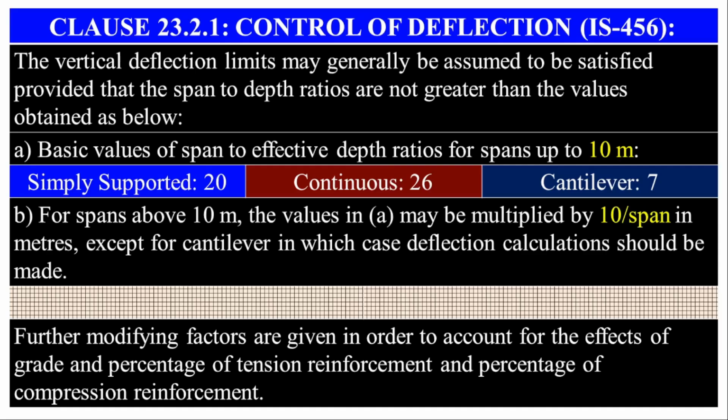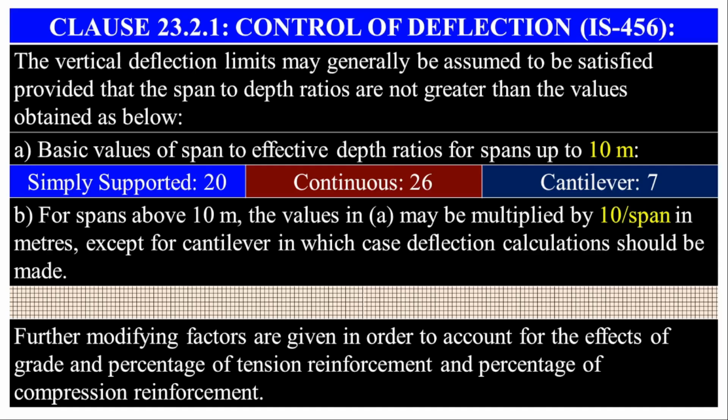The clause categorizes these basic span to effective depth ratios based on the span length. A. Basic values of span to effective depth ratios for spans up to 10 meters. For a simply supported beam, this ratio is 20. For a continuous or fixed beam, the ratio is 26. For a cantilever beam, the ratio is 7. Here, span refers to the clear span of the beam, and effective depth is the depth from the compression face to the centroid of the tension reinforcement.